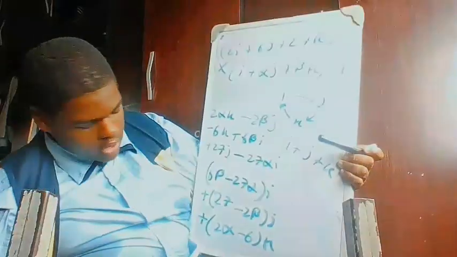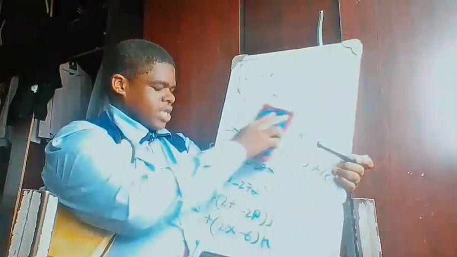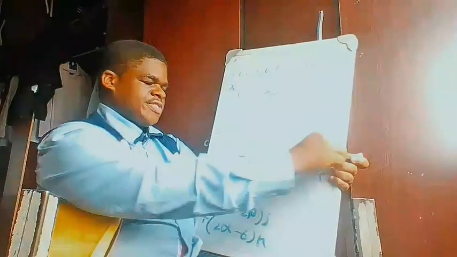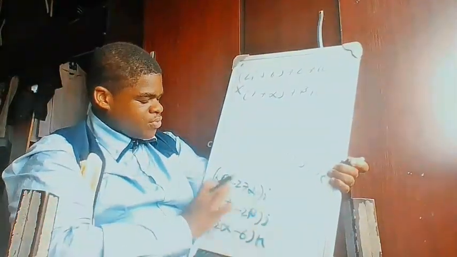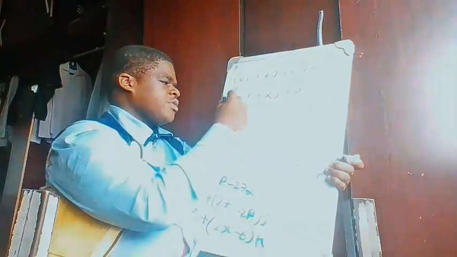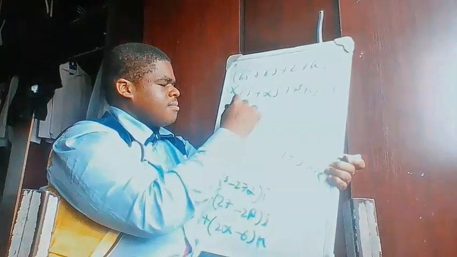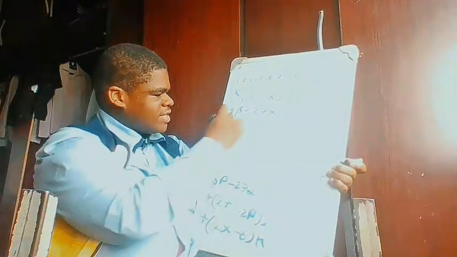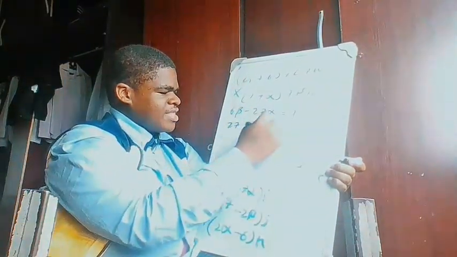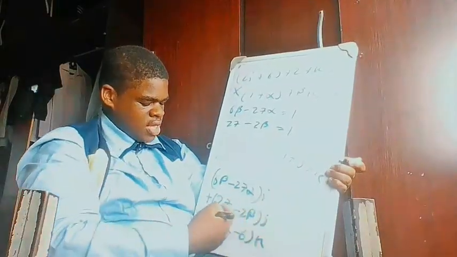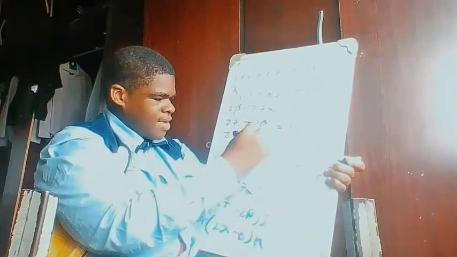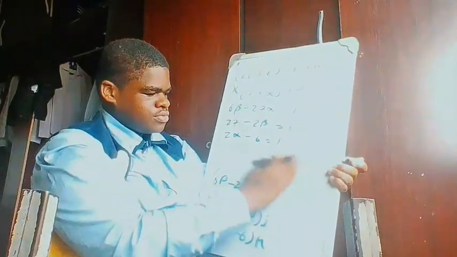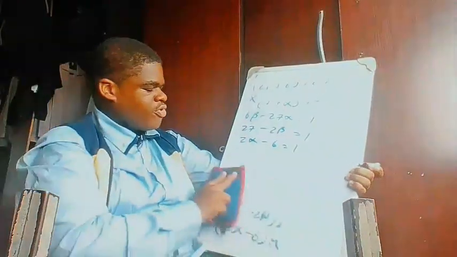The next thing to do in this solution is to compare your coefficients. For i, we have 6 beta minus 27 alpha, so 6 beta minus 27 alpha is equal to 1. And you have 27 minus 2 beta equal to 1 because that's the coefficient of j. And we have 2 alpha minus 6 equal to 1 because that is the coefficient of k.